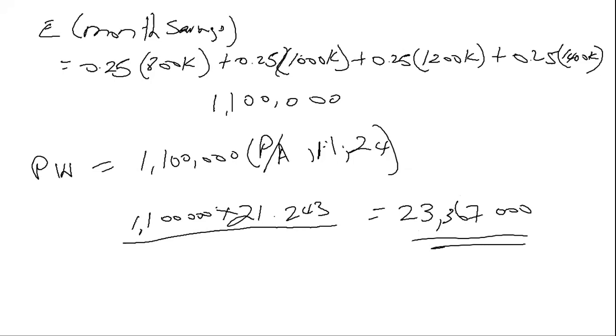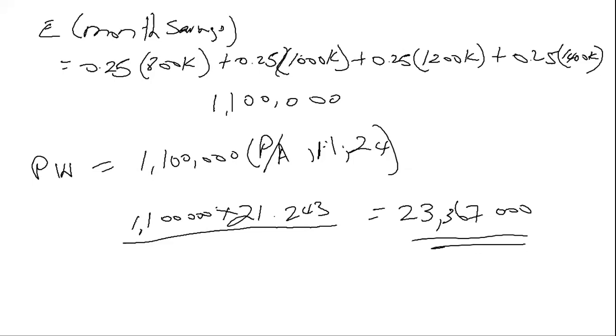Sorry, Greg, it says present worth of the monthly savings. So that can't be 23 million per month. We have to divide that by 23. Did it say present worth of the monthly savings? Let's see what the question is. It says, what's the present worth of the expected monthly savings? So that would be the present worth of expected monthly savings.